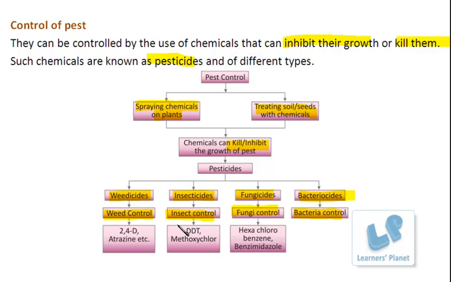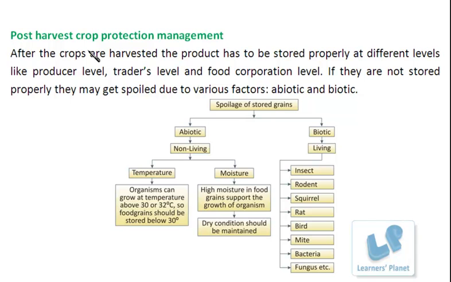So now let us understand what type of crop protection management practices are followed so as to protect the crop after the harvest. So students, this post-harvest crop protection management has to be practiced in different ways at different levels, that means the level at which the crop product has been stored.